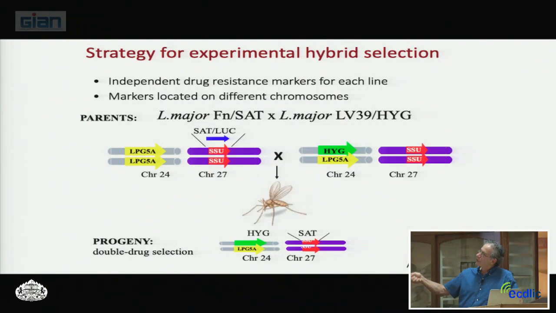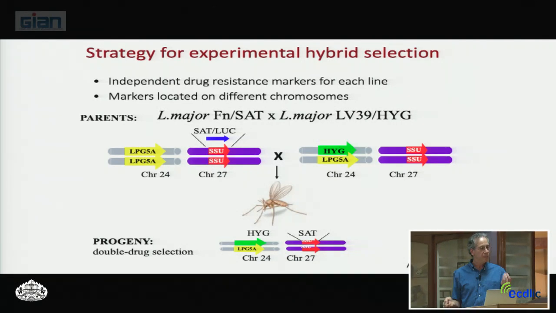We took these two transformed parasite lines, co-infected flies with both of them, and then dissected out the midguts and submitted those promastigotes in the midgut to both antibiotics. Only the parasites that have had sex, or had undergone genetic exchange, and express both antibiotic resistance markers will grow.